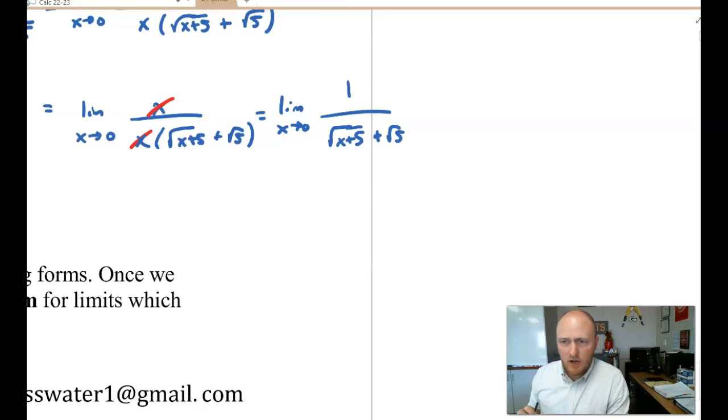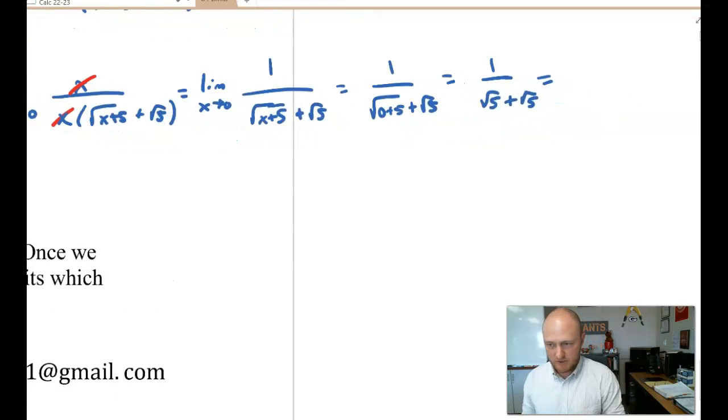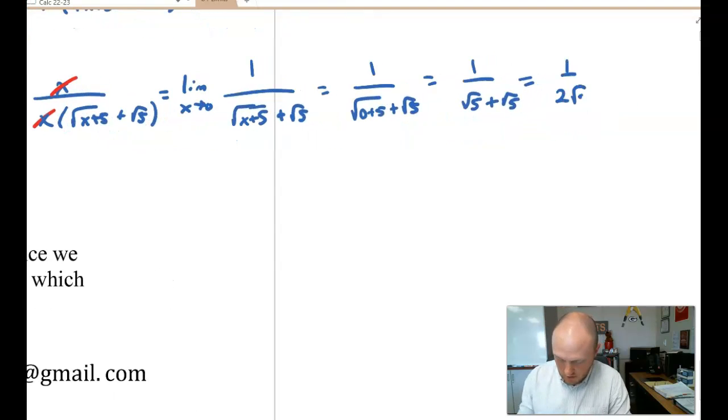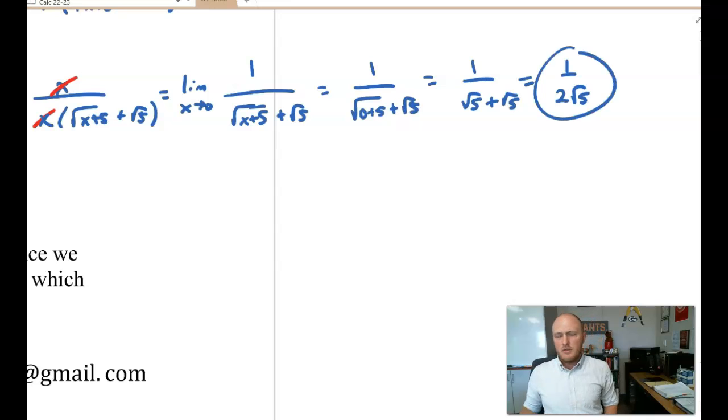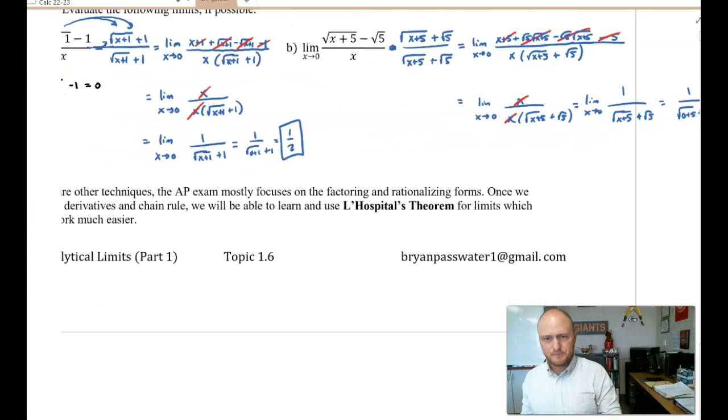So I'll plug in 0: square root of 0 plus 5 plus the square root of 5. And we get 1 over root 5 plus root 5, which is 2 root 5. That's root 5 plus root 5, right? That's 1 over 2 root 5. There is the limit. Those are not fun. They don't appear that often, but you need this specialty tool in your tool belt, okay?